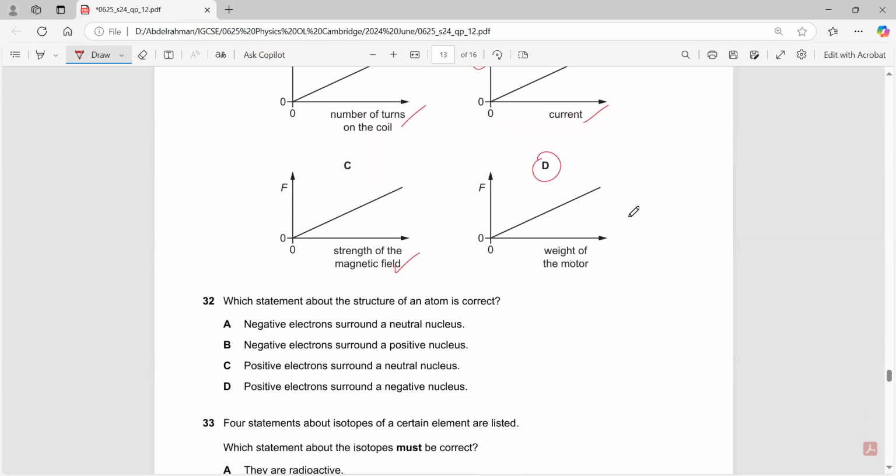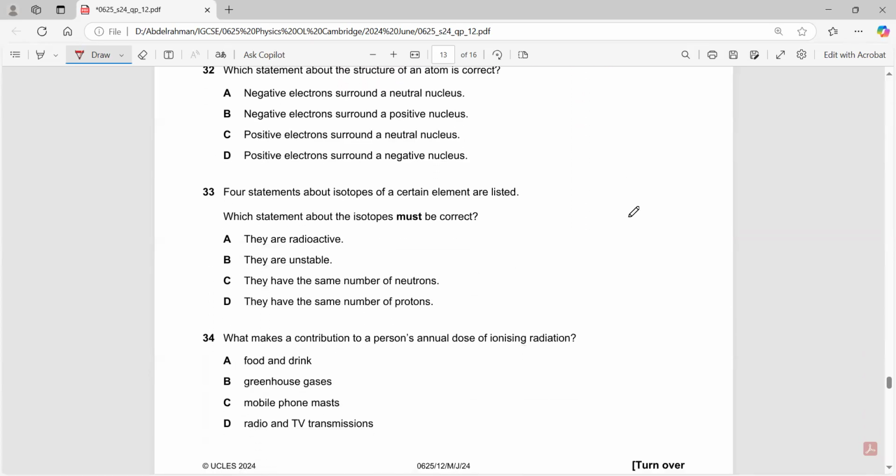Which statement about the structure of an atom is correct? Atom, positive electrons. No, definitely we do not have positive electrons. Negative electrons surround a positive nucleus.